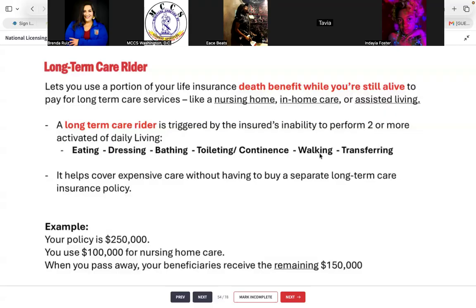That was my friend. That was Jasmine. She couldn't walk. She couldn't do any of this. You can't transfer from a wheelchair to a bed. If you can't do two of these, you qualify for the long-term care. It helps cover expensive care without having to buy a separate long-term care policy. If your policy is $250,000 in coverage and you use $100,000 for nursing home care, when you pass away, your beneficiaries receive the remaining $150,000.